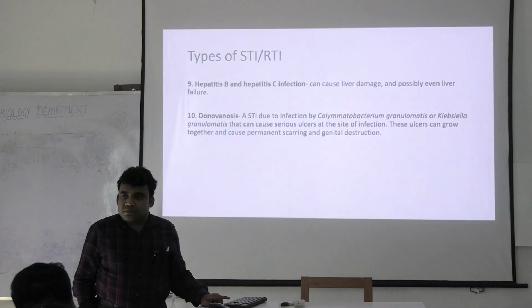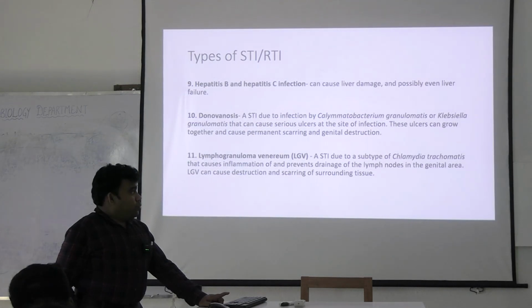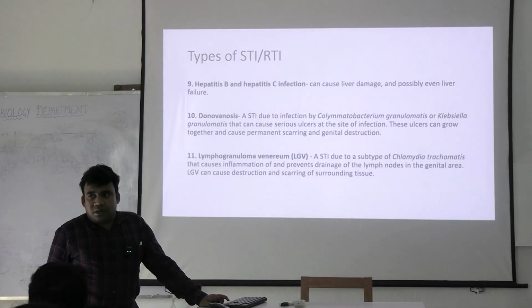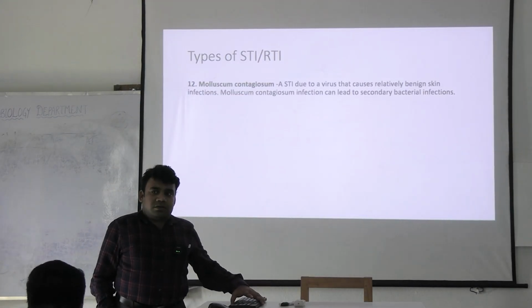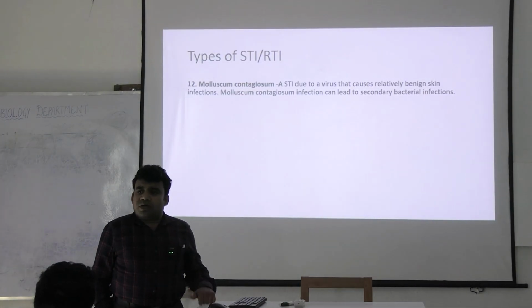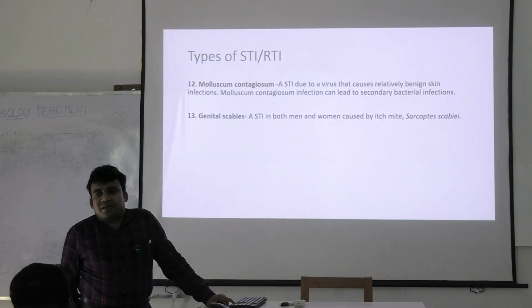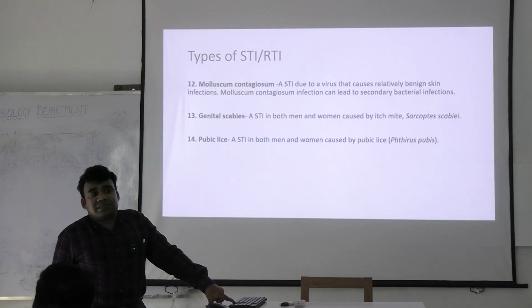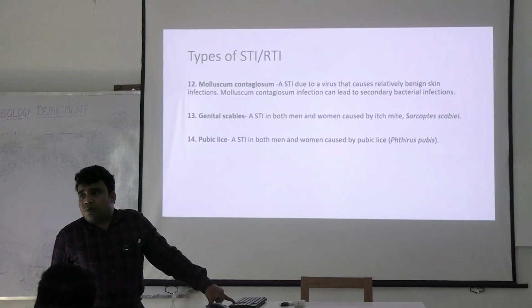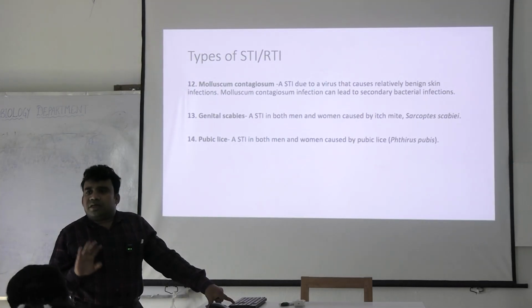Donovanosis, caused by Klebsiella granulomatis, and lymphogranuloma venereum caused by Chlamydia trachomatis. Other commonly affected conditions are molluscum contagiosum and some ectoparasites like scabies and lice, pubic lice, also very commonly called crab infection. So these are the infections which we get in the STI clinics.